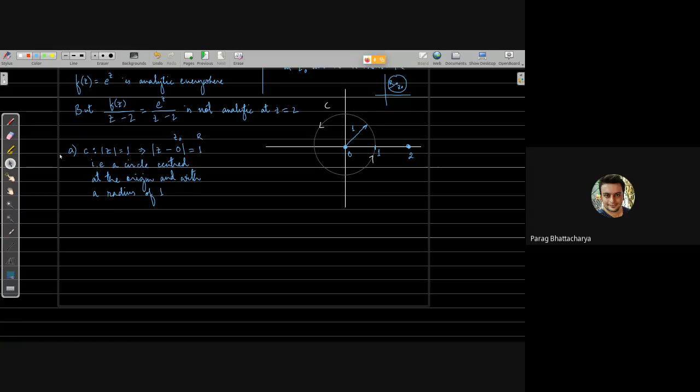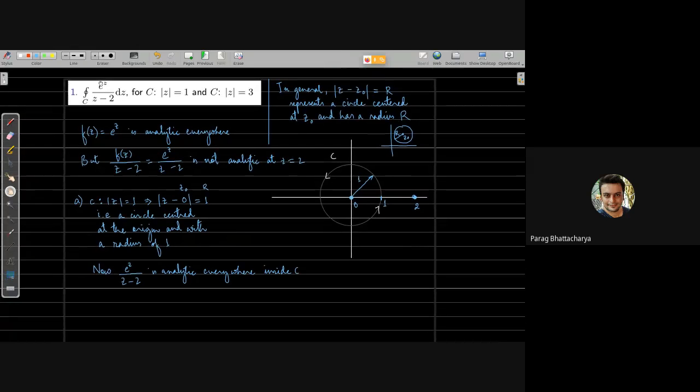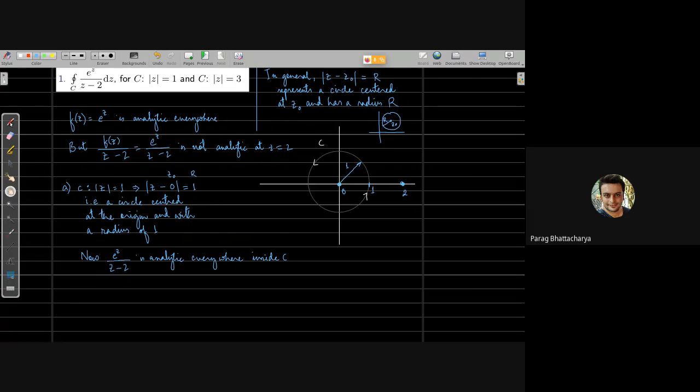Okay, so this is what we have here. Now, e to the power z by z minus 2 is analytic everywhere inside C, right? E to the power z by z minus 2, this function is analytic everywhere inside this C. Okay, why is it analytic everywhere inside the C?